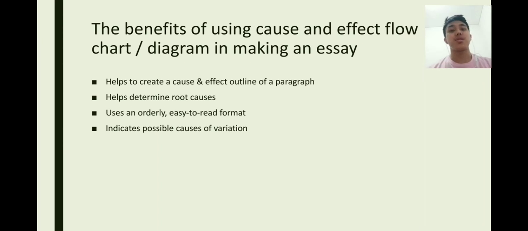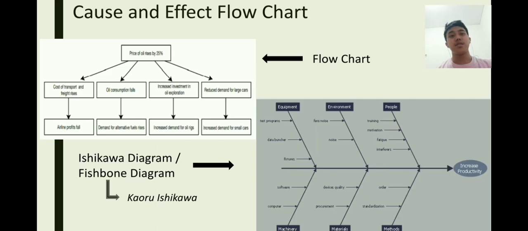Now, it helps determine root causes, so you can identify the root of a problem really easily, and it's easy to read as well. It uses an orderly, easy-to-read format, and it indicates possible causes of variation. Cause and effect flowchart. Okay, so I give you some examples here. The left hand side is a flowchart, and on the right hand side it's called an Ishikawa diagram or fishbone diagram because of the shape. As you can see, it resembles a fishbone. I don't know why. It was invented by Kaoru Ishikawa.